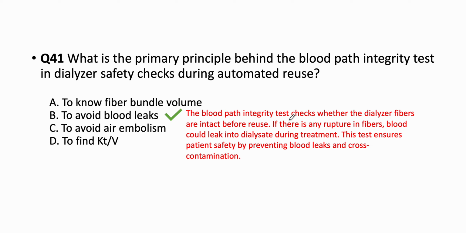The blood path integrity test checks whether the dialyzer fibers are intact before reuse. If there is any rupture in the fibers, blood could leak into the dialysate during the treatment. This test ensures patient safety by preventing blood leaks and cross contamination. The blood path integrity test has no connection with the KT by V, so this option is wrong. To avoid air embolism is also not connected to the integrity of the dialyzer. It is generally caused when there is some loosening of the connections, mainly the venous line. So it is also not right. So the answer is option B, to avoid blood leaks.